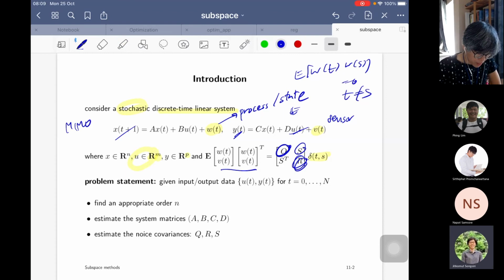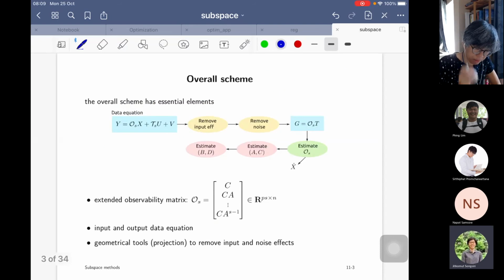The problem statement is that we are only given the input-output data set for finite samples. What we're going to do is find an appropriate order n of the state space model, and we aim to estimate A, B, C, D, the system parameters, and also the noise covariances Q, R, S. This is the list we're going to estimate.